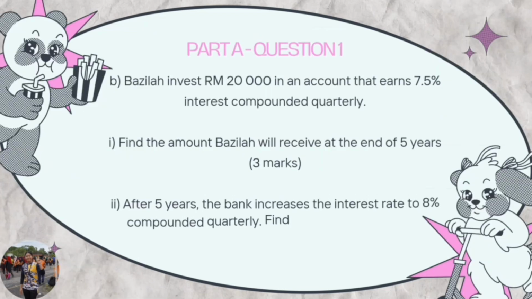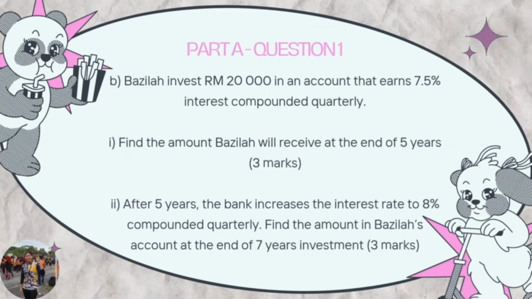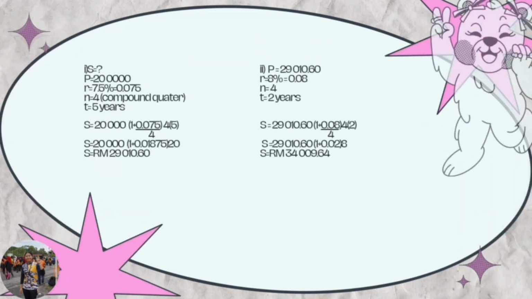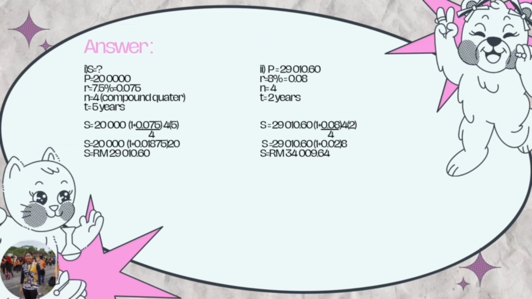B, Roman 2. After 5 years, the bank increased the interest rate to 8% compounded quarterly. Find the amount in the account at the end of 7 years of investment. For part B, S equals 29,010.60 (1 plus 0.08 divided by 4) to the power of 4 multiplied by 2, which becomes 29,010.60 (1 plus 0.02) to the power of 8, and the final answer is RM34,009.64.